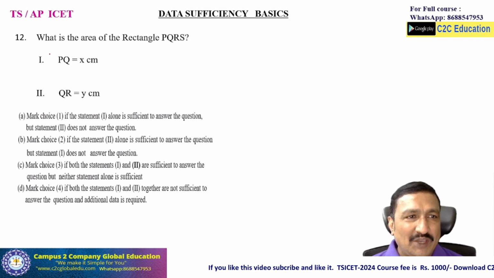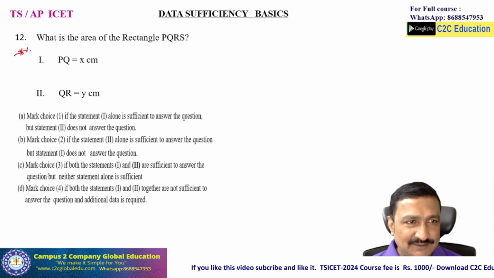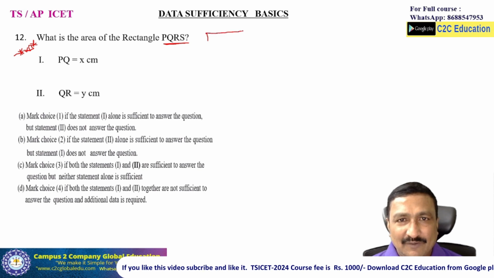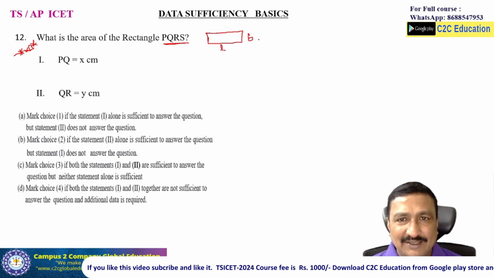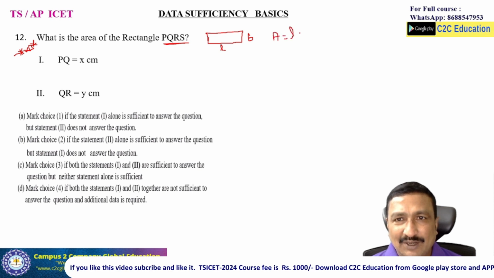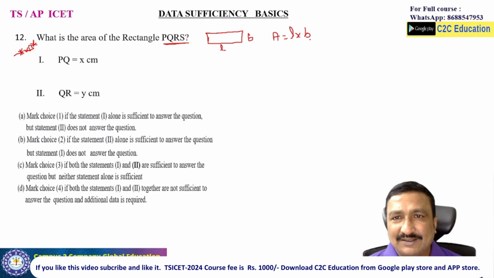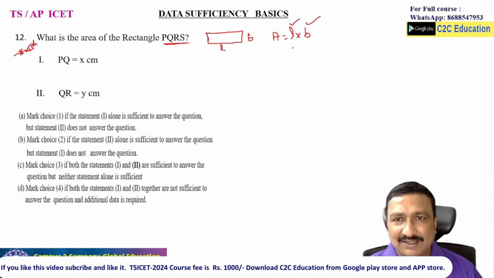Next question, a very important question, friends. What is the area of the rectangle? Immediately, I told you, don't look for the formulas. We know the area of the rectangle is length into breadth. So area of rectangle is equal to length into breadth. They are asking what is the area of the rectangle. So when I know the length value and the breadth value, then I can decide the answer.